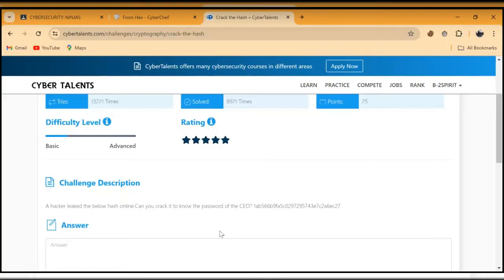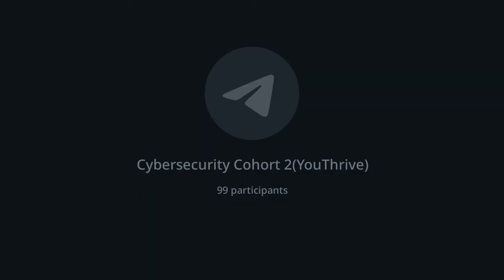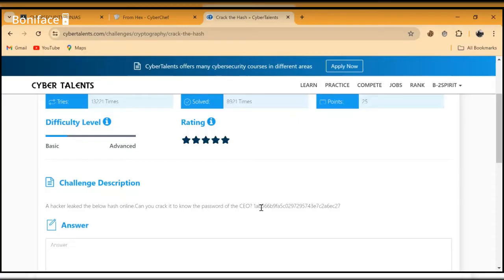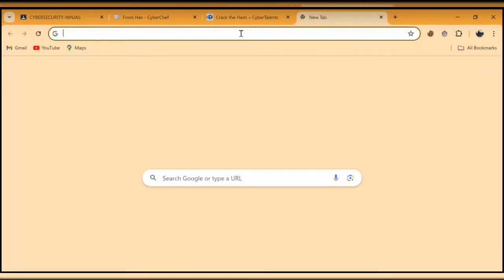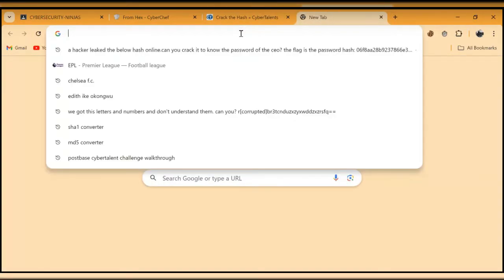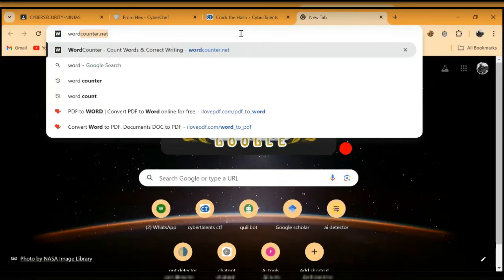So if you are thinking of the 64 or hexadecimal, you are wrong. Those ones are for encryption. You can encrypt them, you can decrypt them. But for hash, it's not reversible. It's just one-way traffic. So we have to count this. How many characters are here? There's a tool we can call word counter. Let's use word counter.